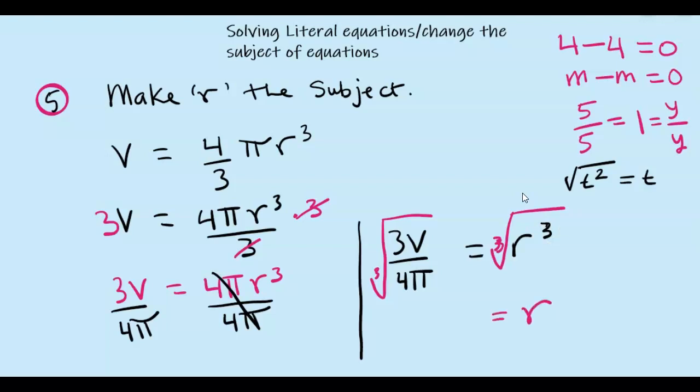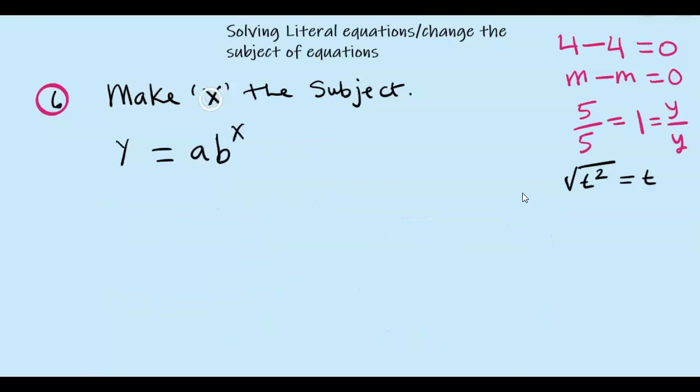And that's what we are looking for. We will rewrite this cubic root here, 3v over 4. We want to make x the subject of this equation. y equals a times b to the power x. This is the exponential function formula. Here we have been asked to make this the subject. Let's see how we can do this.